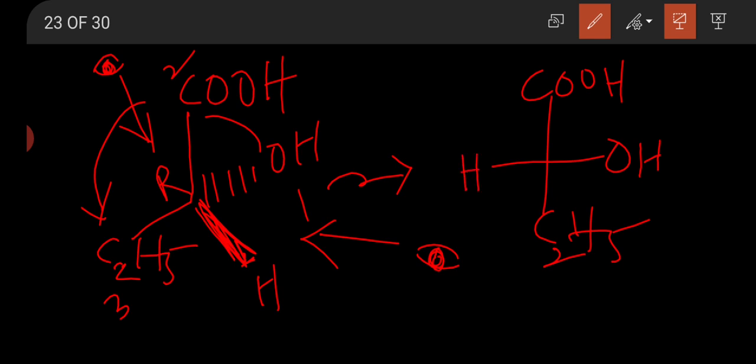In the Fischer formula, the configuration 1, 2, 3 is anticlockwise, and hydrogen, that is the fourth priority, is present at a horizontal bond, therefore it is R configuration. Anticlockwise and the fourth priority at a horizontal bond, therefore it is R configuration. The R configuration of wedge is retained in Fischer, therefore it is the right way to do the conversion.